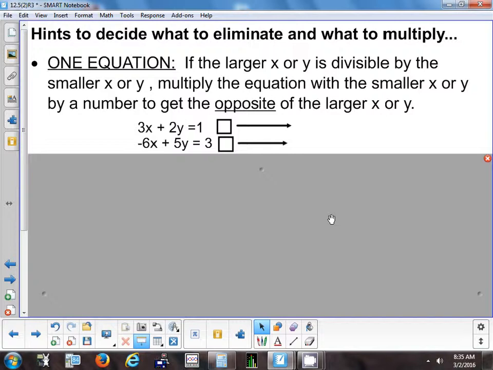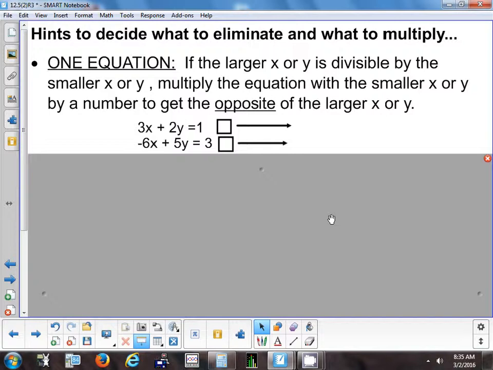Do we already have opposite signs? We already have opposite signs, right? 3 is positive, 6 is negative. What equation do you think I'm going to multiply? Who can tell me by raising their hand? The top one or the bottom one? Caitlin? The top one, right? Brian, do you think you know what we're going to multiply the top one by?